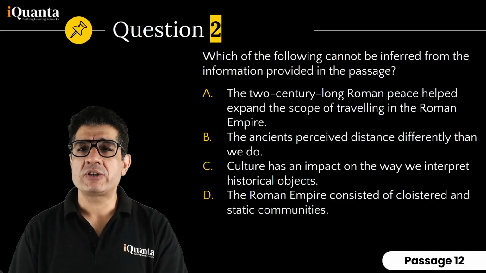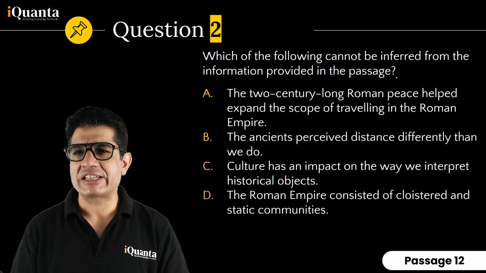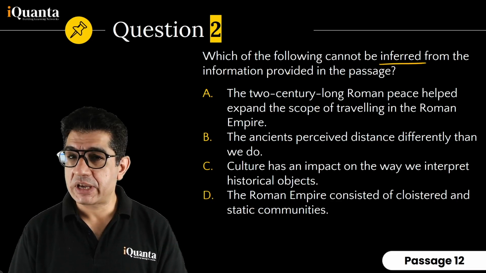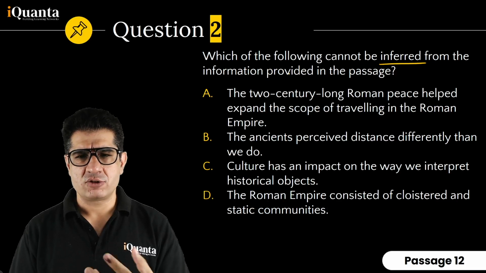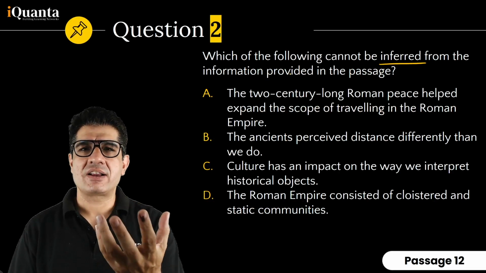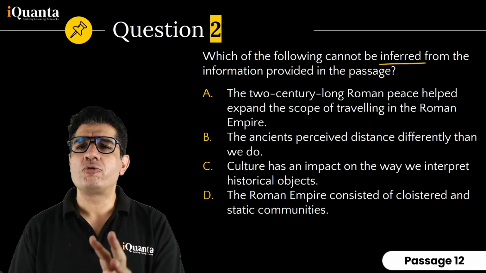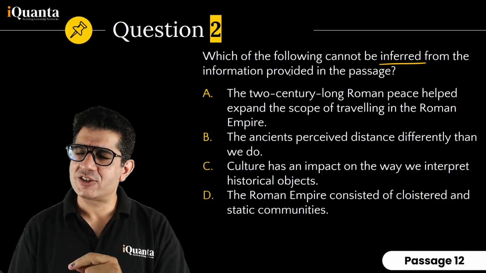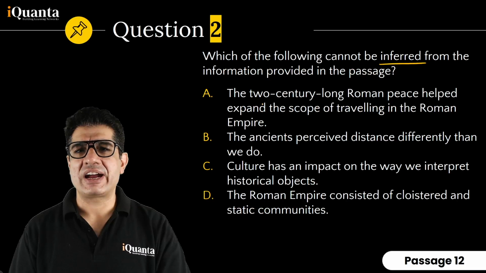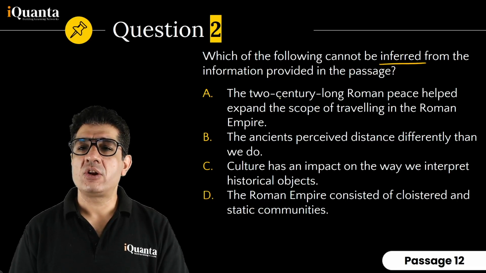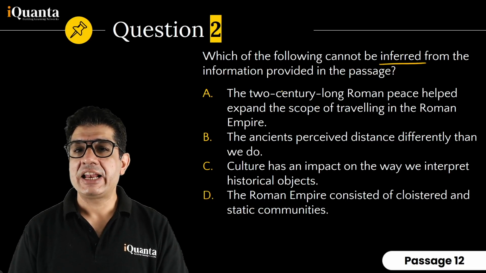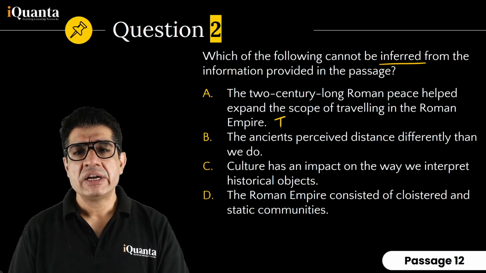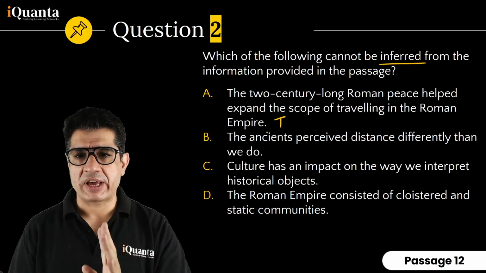Question number 2. Which of the following cannot be inferred from the information provided in the passage? So, a reasoning based question where, when it is inference, we go ahead and label every option as true, false, can't say on the basis of the information supplied by the passage. So let's dive straight into that. A. The 2-century-long Roman peace helped expand the scope of traveling in the Roman Empire. True. This is something that we can infer from the last paragraph.